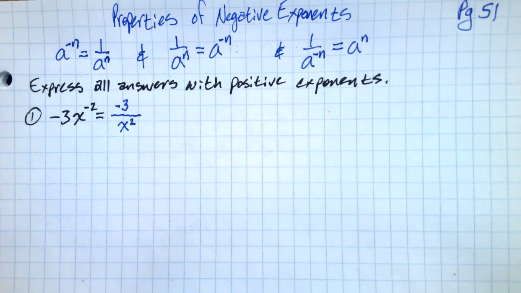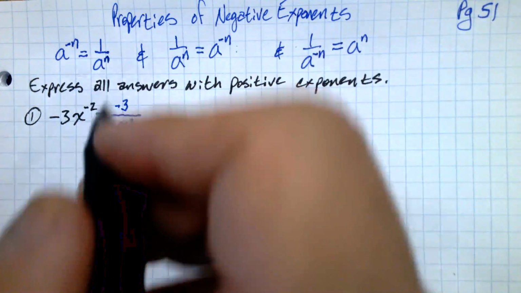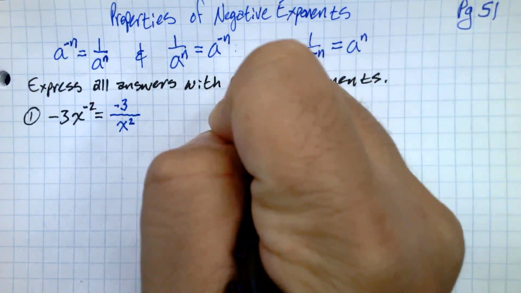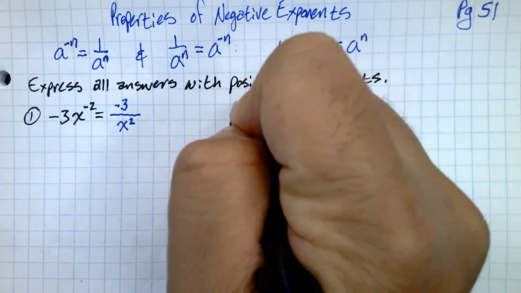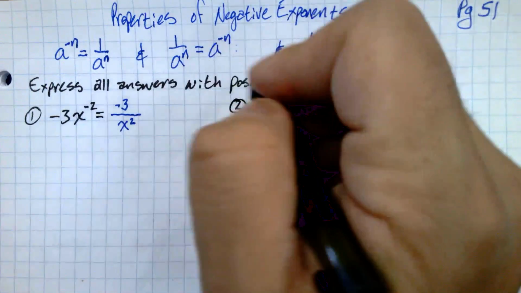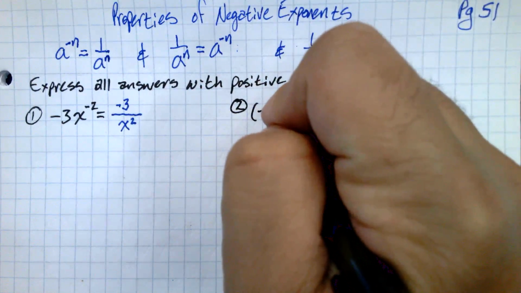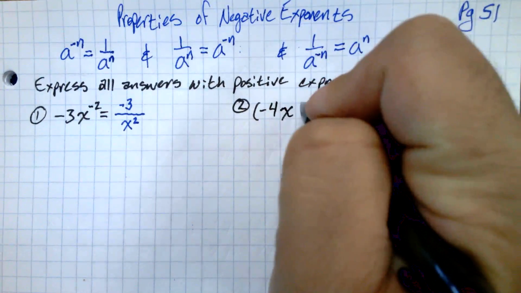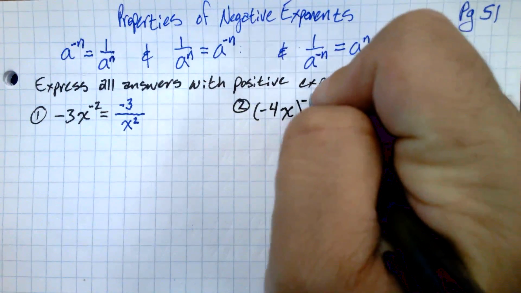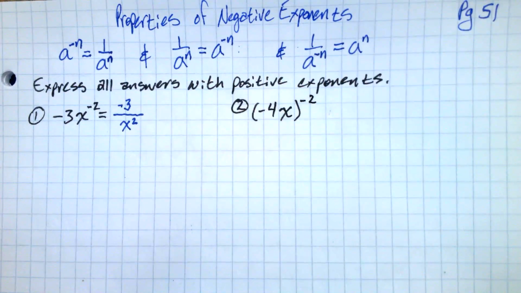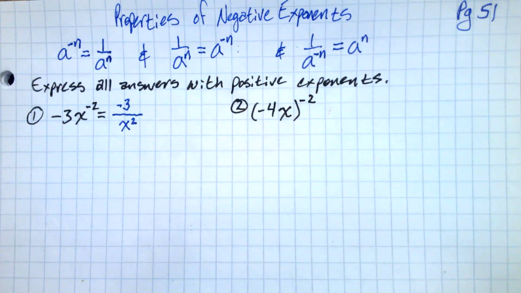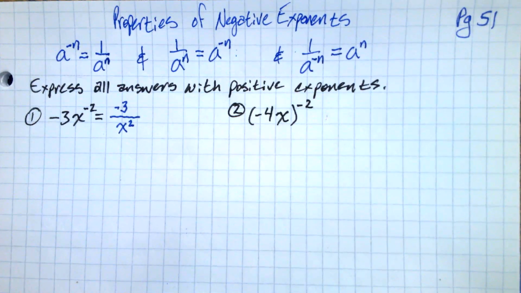Now this next one requires two rules, so see if you can catch it. This one's a little more challenging, just a little bit. Number 2. Negative 4 x, and then let's say negative 2 here. We've got two rules we need to use for this one.